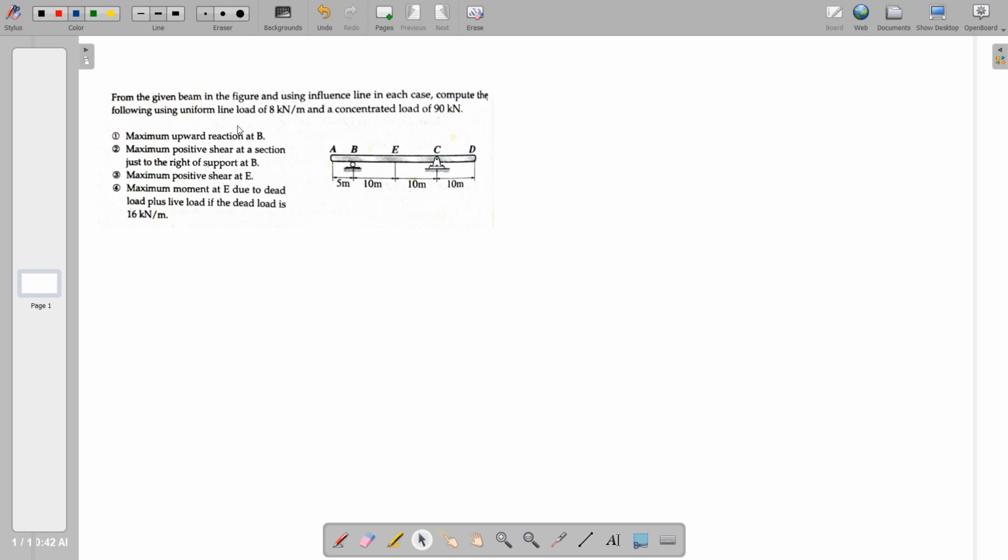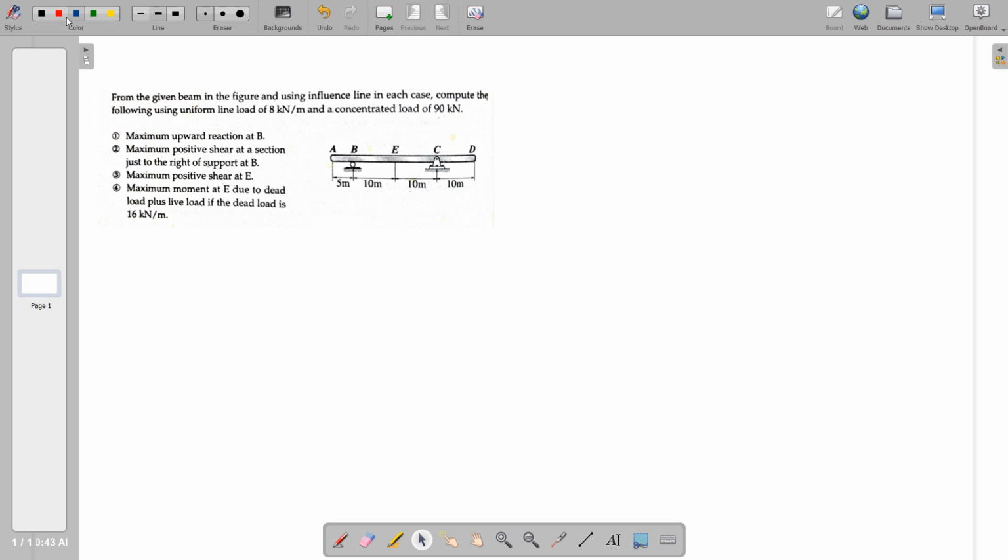So we have also the given uniform live load here that is equivalent to 8 kilonewton per meter and the concentrated load of 90 kilonewton. So as we all know, the criteria here is the influence line in order to determine the maximum upward reaction at B.